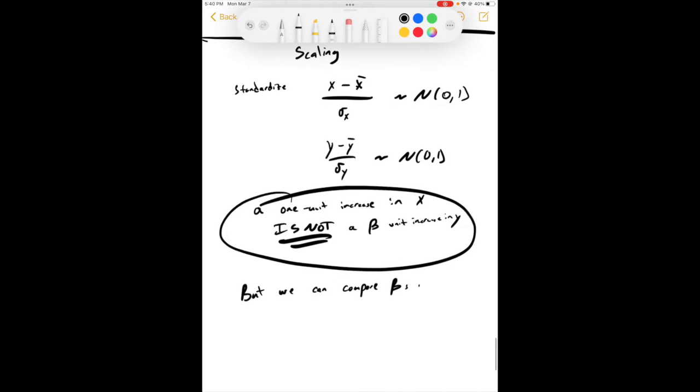But we can compare betas more directly. So those are the things you need to be considering when you decide whether you want to scale your variables or just regress on the original variables.